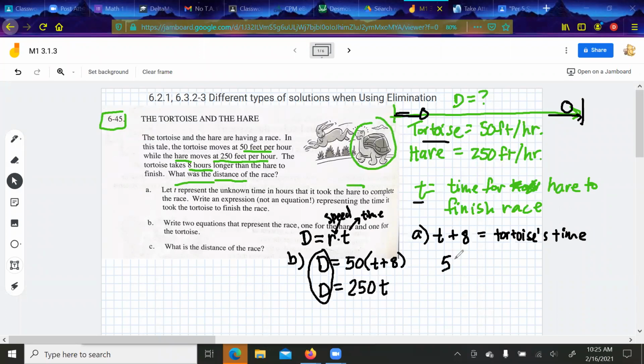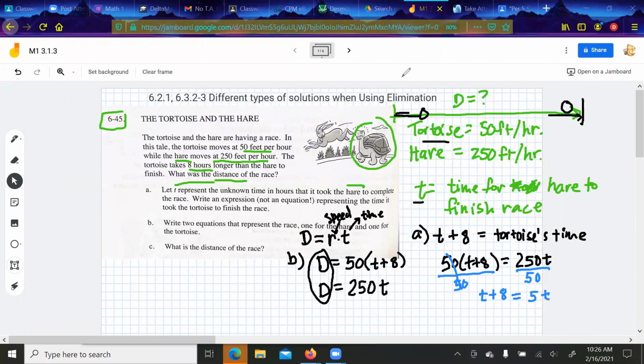So if I do 50 times T plus 8 equals 250T, that's our equal values method, and we just solve it. I'm going to undo the 50. Instead of multiplying it out, which we could do, it's actually faster to divide by 50. Divide by 50, and 50 goes into this side evenly, so that's nice. And we get T plus 8 equals 250 divided by 50 is 5, so 5T.